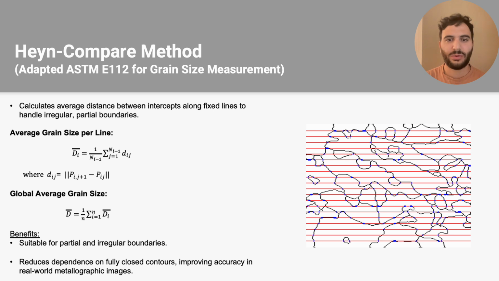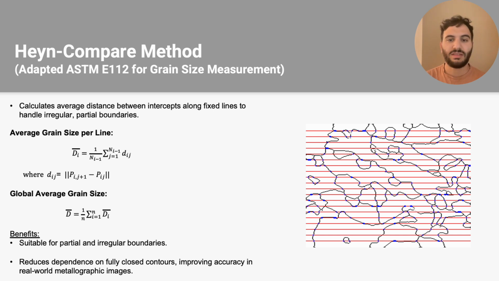Instead, we developed a variation of the classical Heyn intercept method, which we called Heyn compare. Instead of simply counting intercepts, the method measures the average distance between them along fixed horizontal lines. This makes it more robust for real-world images, where grain boundaries are often incomplete or irregular.